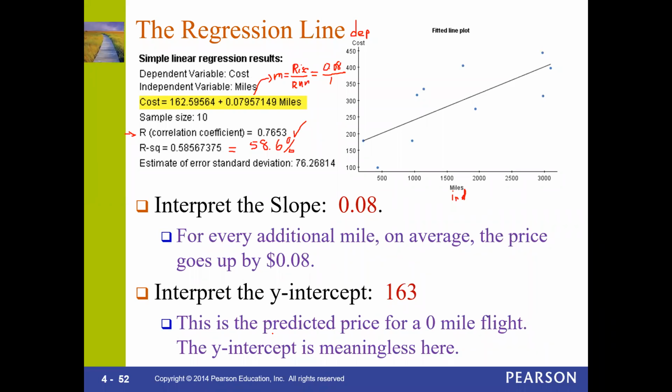Does this mean that if I'm not traveling, I will still pay 163? Again, statistics is not an exact science. You have to leave room for error. Even though this might be the best estimate for this data, it says that if you don't travel at all, you're going to pay 163.